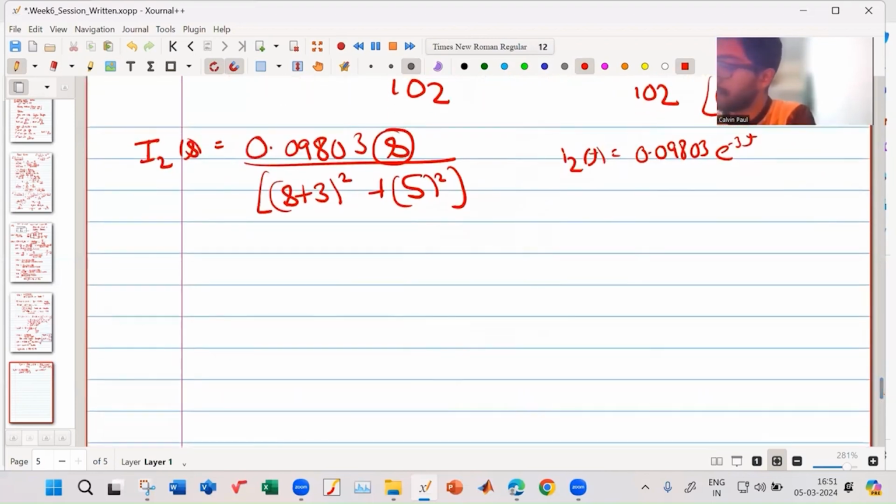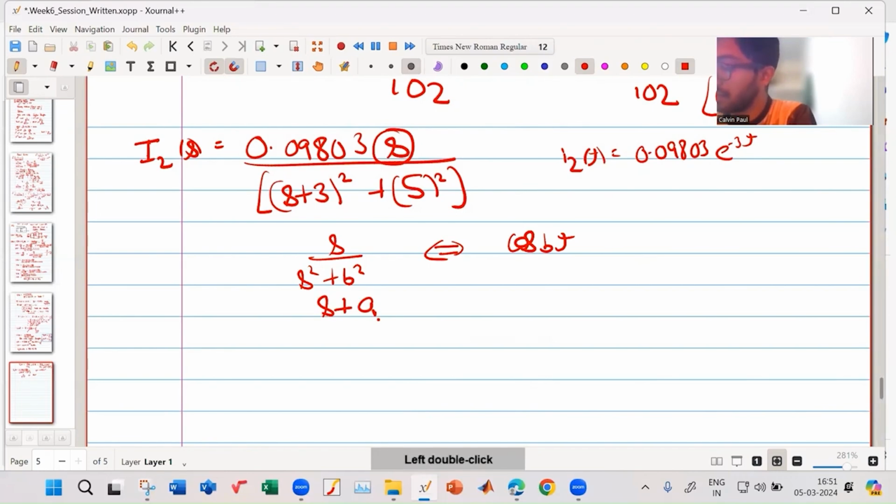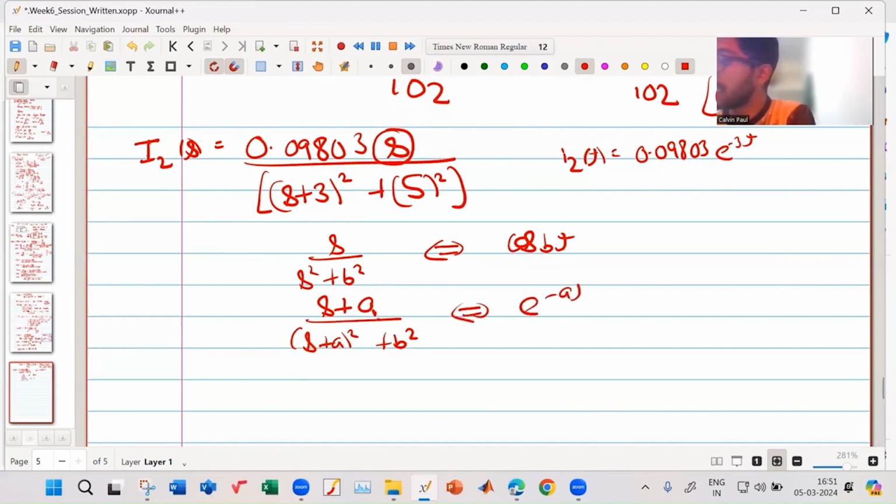So I'll write, we know S upon S square plus B square is equal to cos Bt. But over here, we do not have S square. We should have S plus A upon (S plus A) the whole square plus B square, that is equal to e raised to minus At into cos of Bt. But we cannot do this here because it is just S. It has to be made into S plus 3.